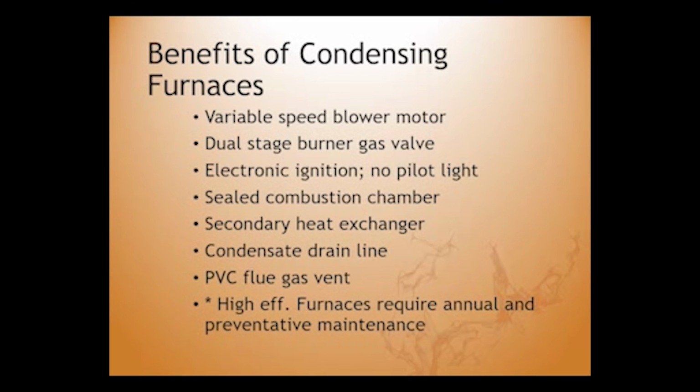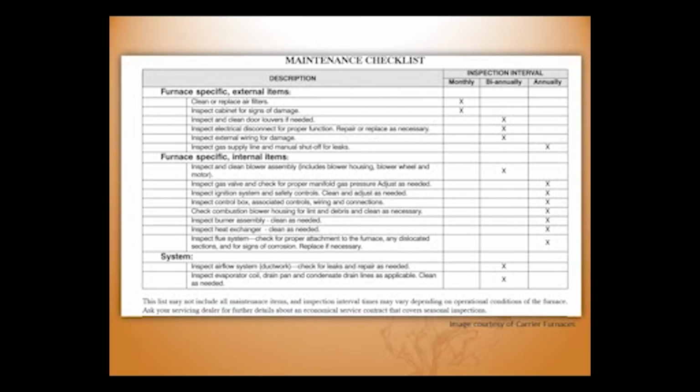they are working properly. This is an example of a maintenance checklist that the average high-efficiency furnace is going to require. Some of the maintenance needs to be done monthly, some of it biannually, some of it annually. But we need to make sure that we stay on top of it in order to enjoy the full duration of the lifespan of the unit itself.